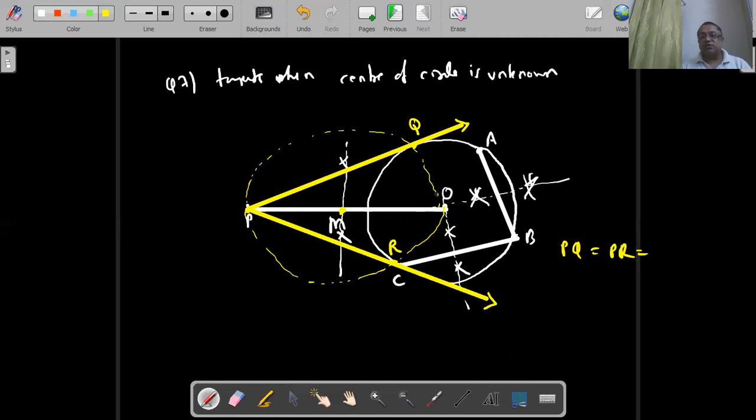So when the center is unknown or not given, the first step is to find the center of the circle. And once you find the center of the circle, then you do the normal procedure, right? So this is how we do these circles. And of course, in the exam, you are only given questions where dimensions are changed, otherwise the procedure remains the same.